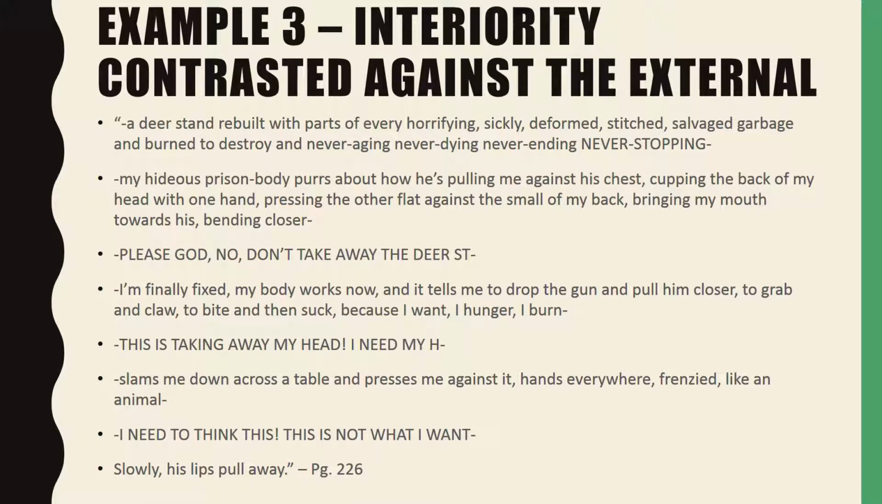The third example of interiority is when it is contrasted against the external narration.